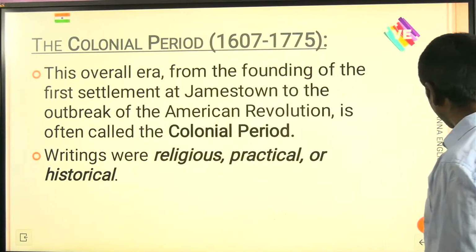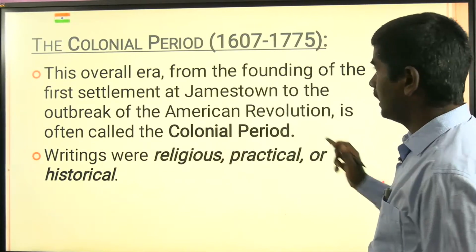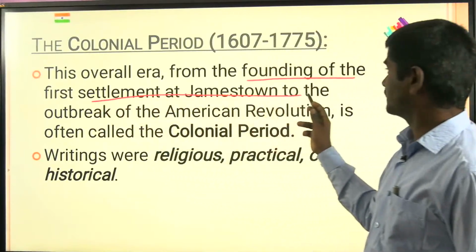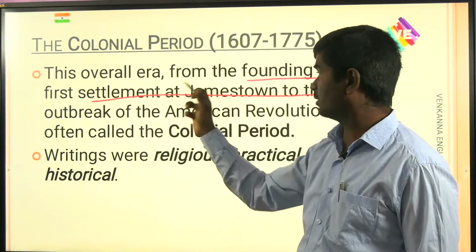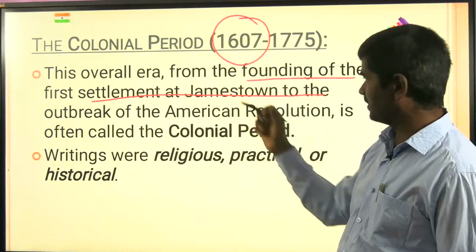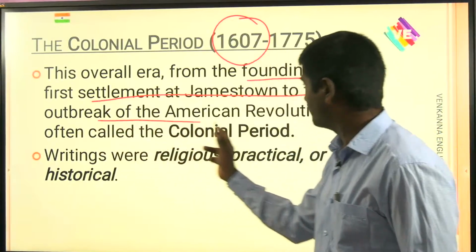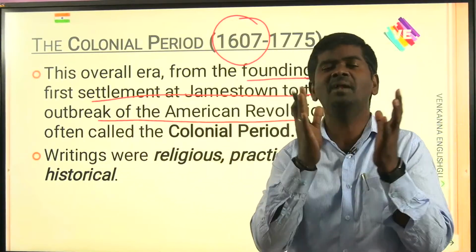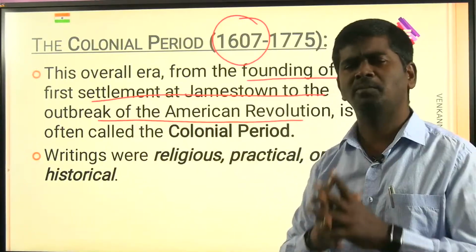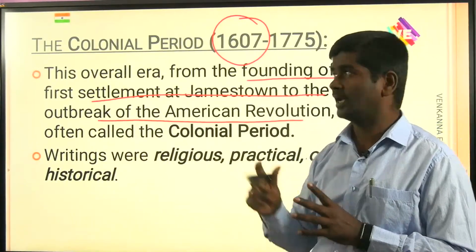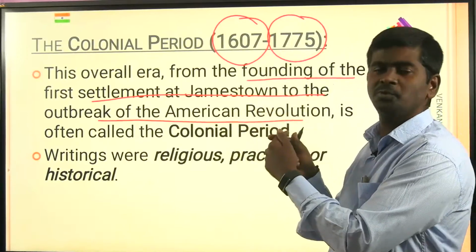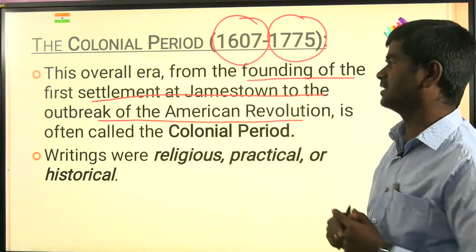So the colonial period, 1607 to 1775. This is the era from the founding of the first settlement at Jamestown, which took place during 1607, to the outbreak of the American Revolution. The American Revolution began with popular opposition from the local Americans, and that took place in 1775. The period between these two is considered to be the colonial period.